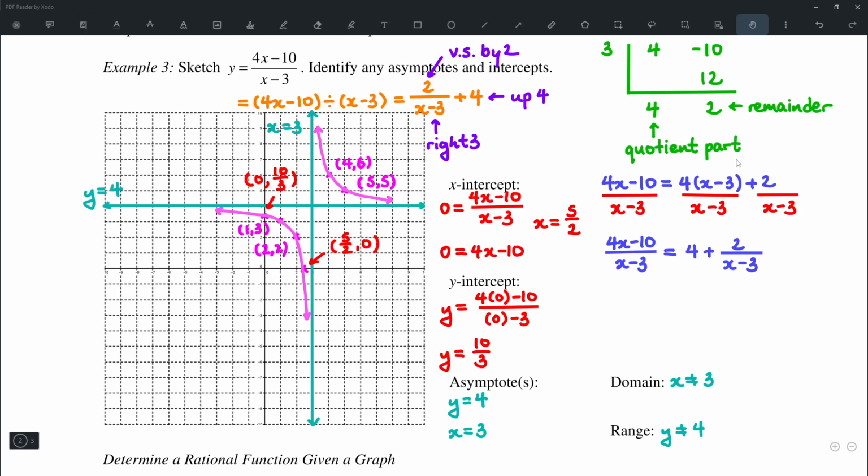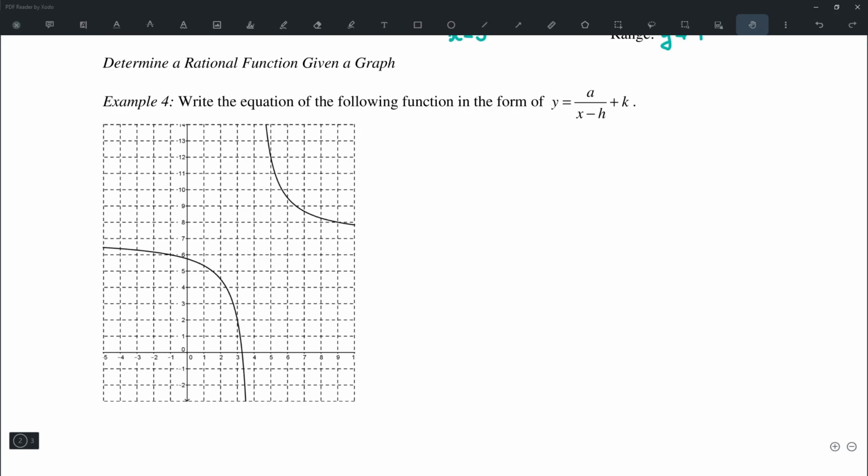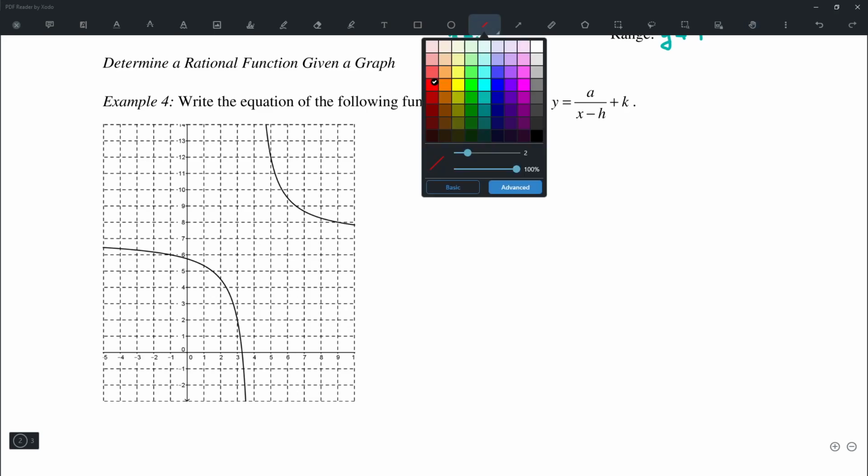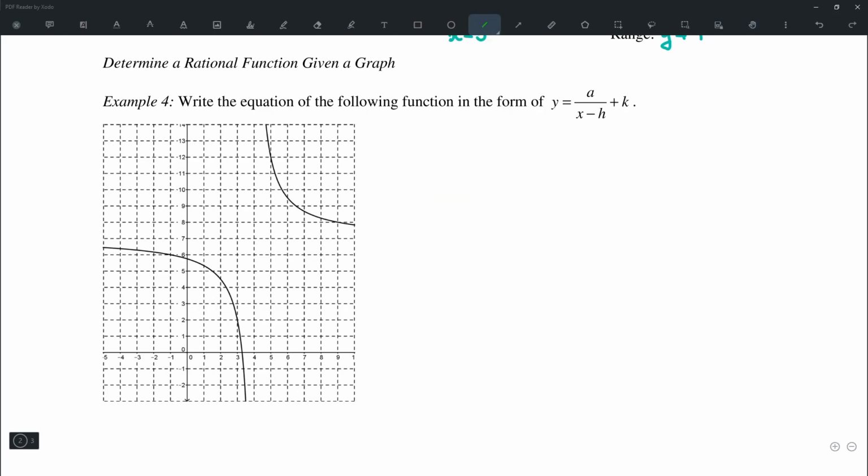Okay. So in example number 4, we're going to be given the graph and we're going to find the equation in the form y equals a over x minus h plus k. So in this kind of question, usually the asymptotes would just be integers. So in this case, we have x equals 4 for the vertical asymptote, and y equals 7 for the horizontal asymptote. So we will know that h is equal to 4 and k is equal to 7.